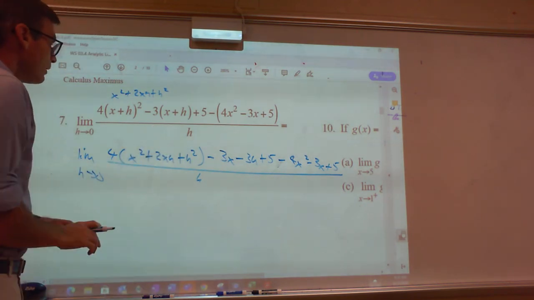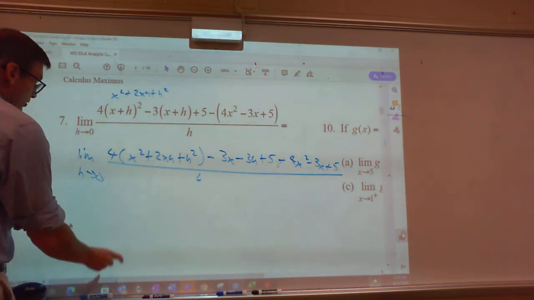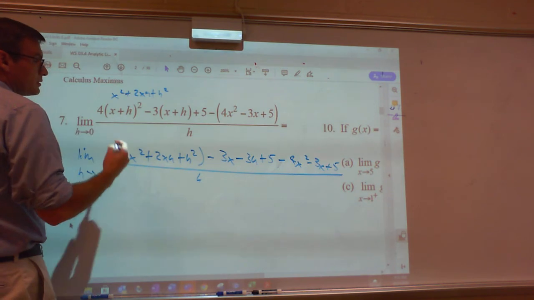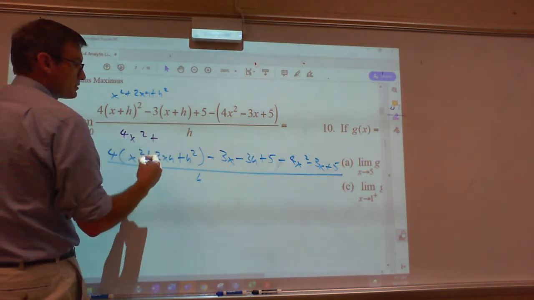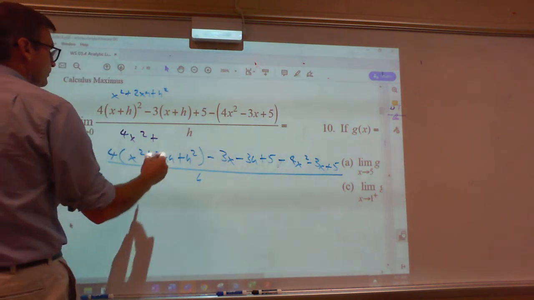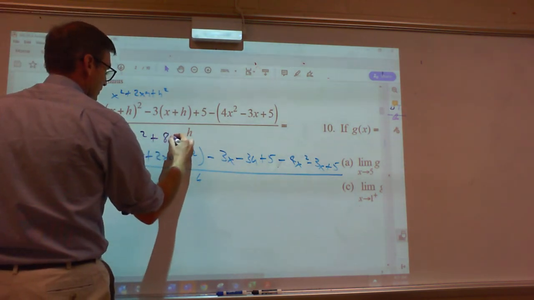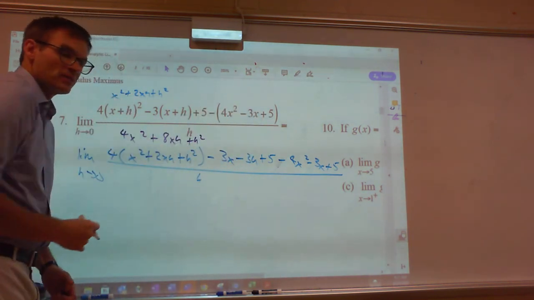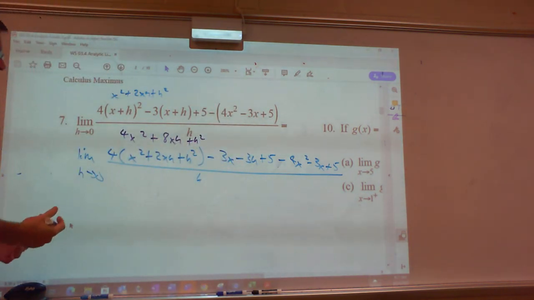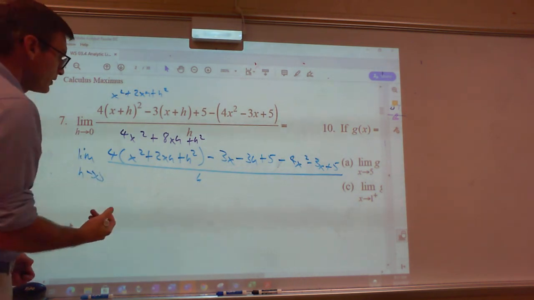Guess I should have gone ahead and distributed that top part. So that's going to give me 4x squared plus 8xh plus h squared, and the rest of the stuff. All right, now let's see what cancels. Well, let's see.